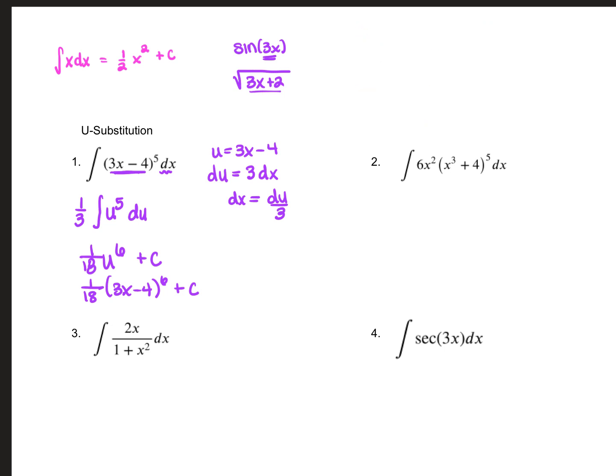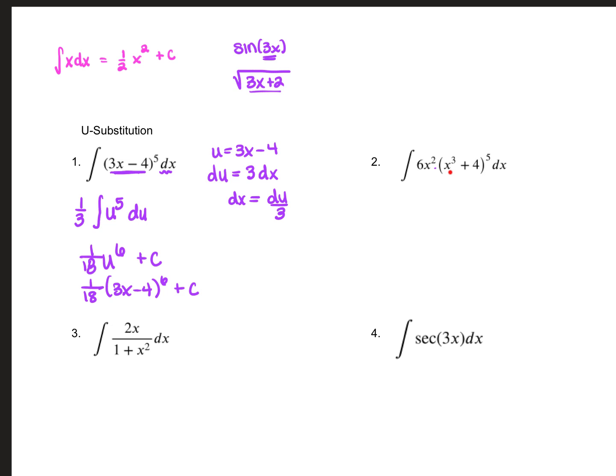And then the next one, let's see again. Here I have a product. And products, we don't have a product rule for integrals, so we're going to try to either simplify or do a U substitution. This is to the 5th power. I do not want to multiply that out 5 times. So that means there's probably a U substitution that will help.